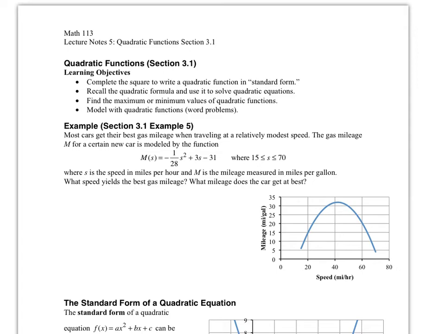Hello everyone. This video covers the lecture notes for week number 5. The main section covered here is section 3.3, which deals with quadratic functions.